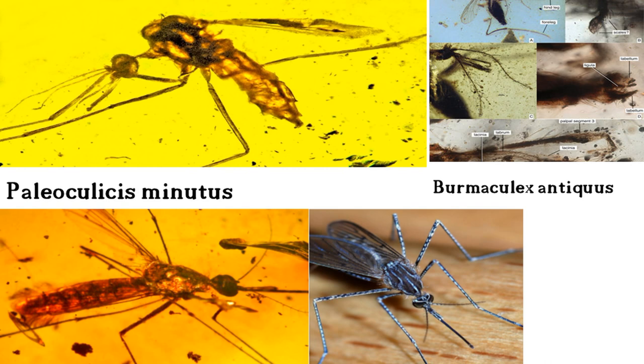Now, some of you must be immediately wondering, did the first mosquitoes feed on blood? The answer is probably yes. There is evidence that these first mosquitoes were the Anopheline, or the relatives of modern malaria-carrying mosquitoes. Not only that, there is evidence that they were not only blood-feeding, but carried malaria parasites as well.